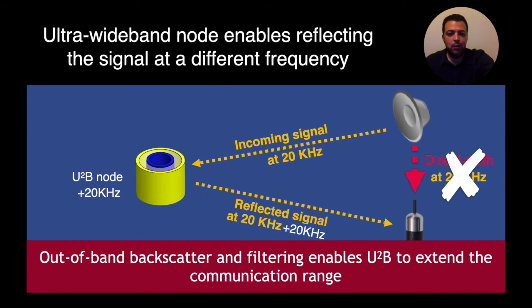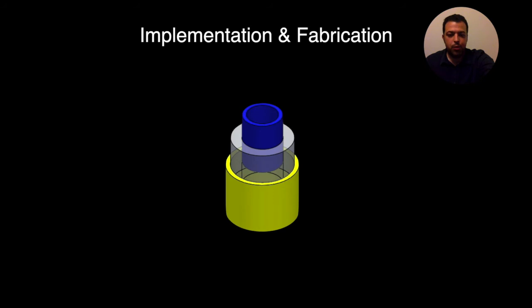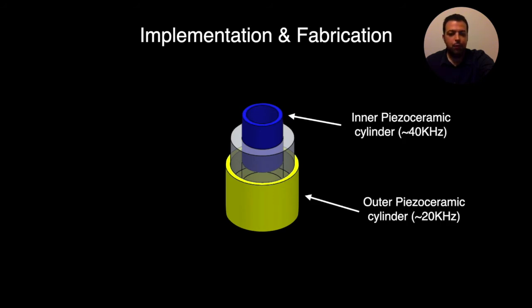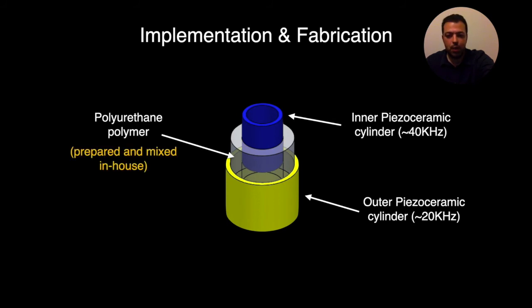Now, let me tell you how we implement and fabricate our prototype. To fabricate our structure, as I mentioned earlier, our node is composed of 3 layers. We have one piezo on the outside with a center frequency of 20 kHz. The inner piezo has a resonance of around 40 kHz, and we built these 2 piezo ceramic transducers from Steminc. For the polymer, we use a 2-part polymer solution from BJB Enterprises, and we mixed it and created it inside the lab.